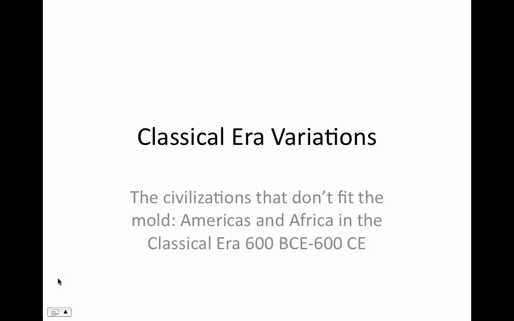Okay, tonight we're going to talk about classical era variations. So, the last few lectures have all been about Europe and Asia. So, tonight is going to talk about the Americas and the southern parts of Africa that don't necessarily fit into the mold of what a classical civilization should look like.